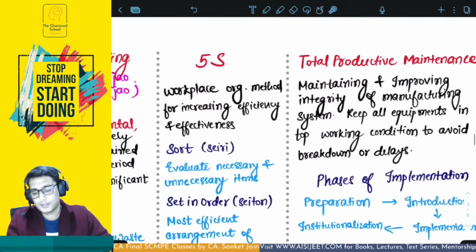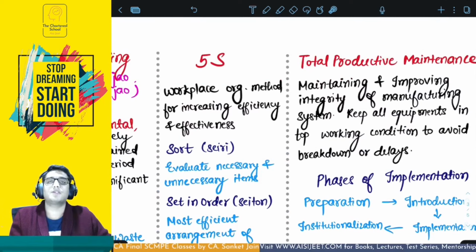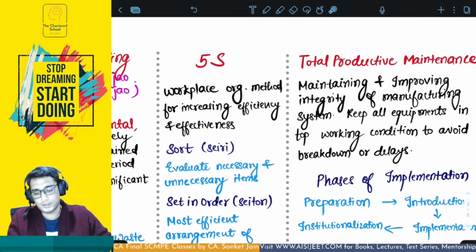Moving to another topic, which is 5S. 5S is a workplace organization method for increasing efficiency and effectiveness in the organization. What you try to do is arrange everything, keep everything in order, and put everything in its perfect right place. So these are the 5 steps.